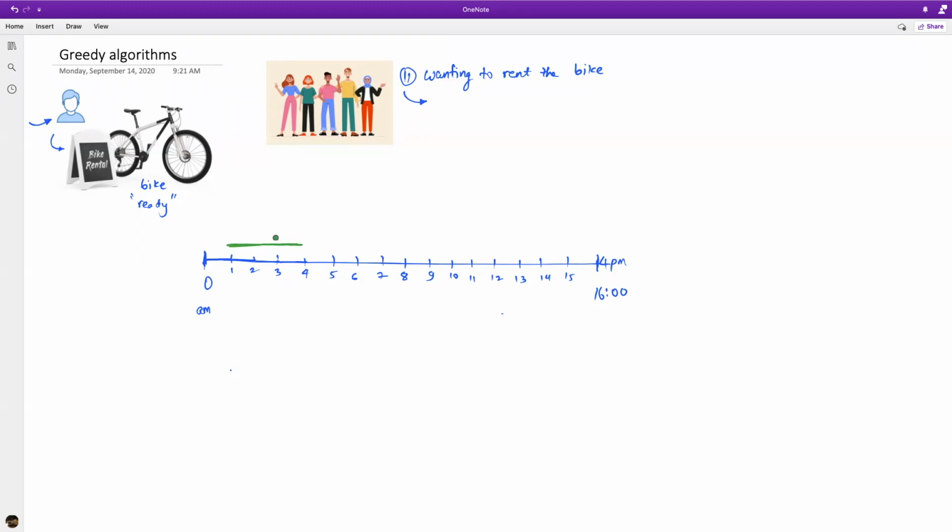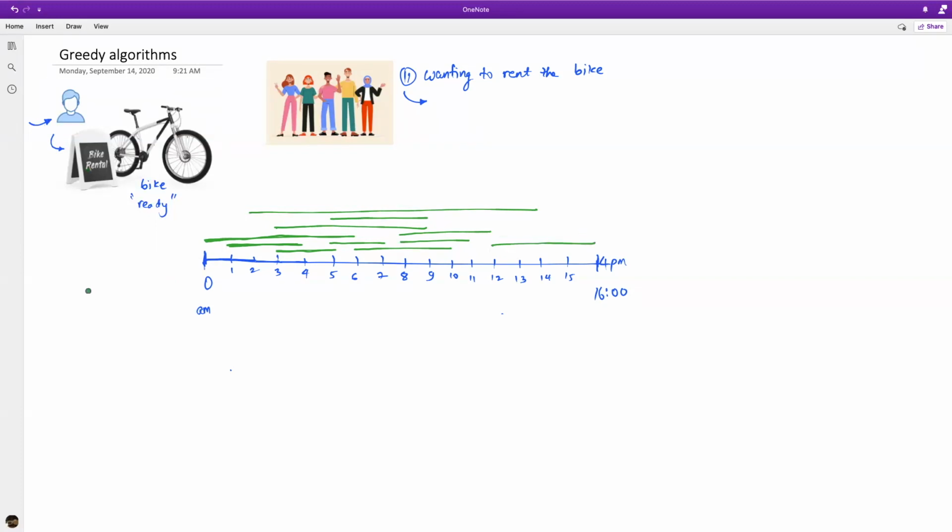The second person wants the bike from 3 a.m. till 5 a.m. The third person wants the bike from midnight until 6 a.m. The fourth person wants the bike from 5 a.m. to 7 a.m. Another person wants the bike from 3 a.m. to 9 a.m. And the last person wants the bike from noon till 4 p.m.